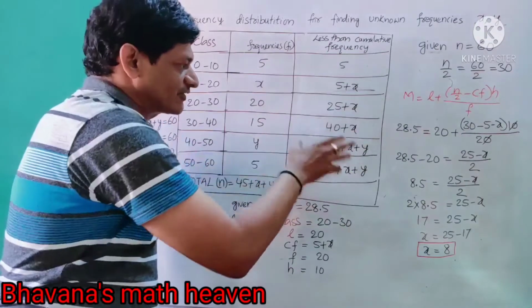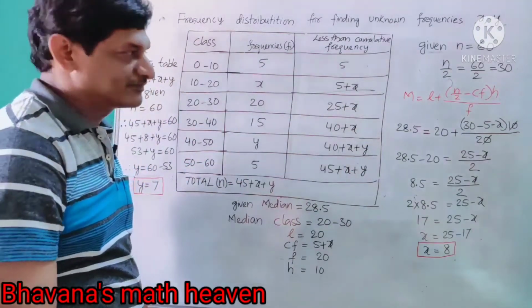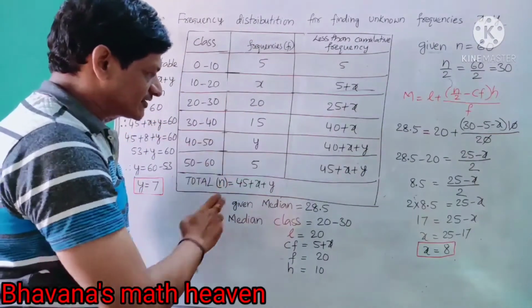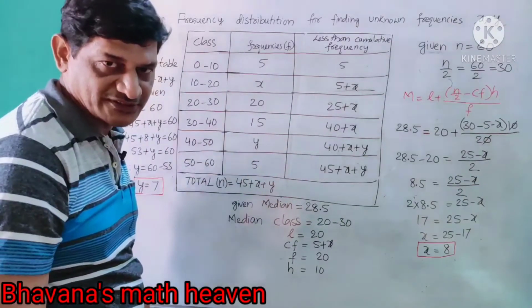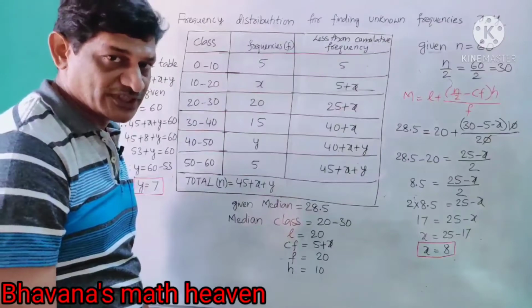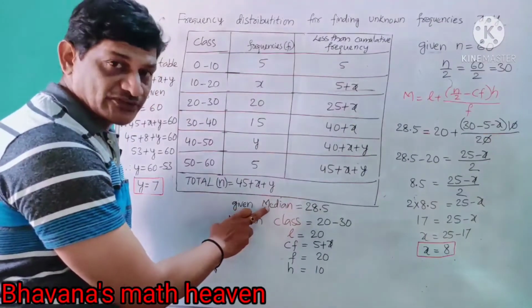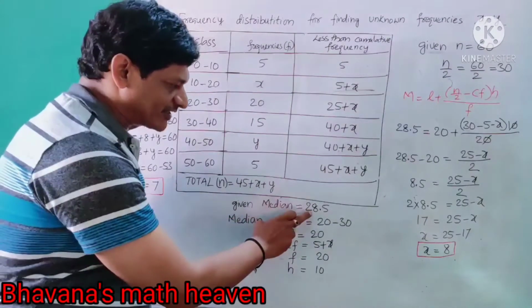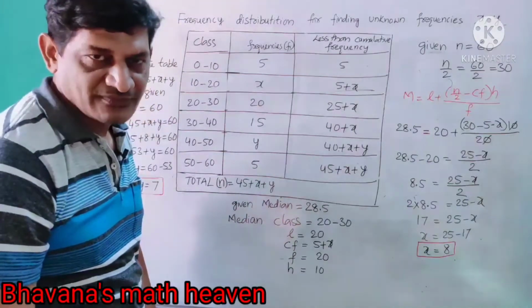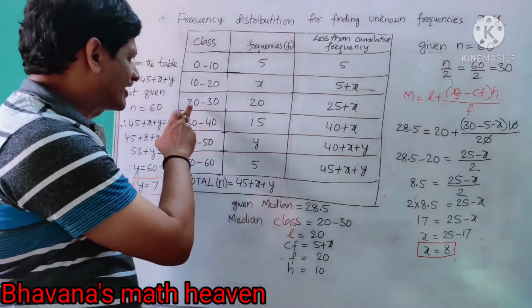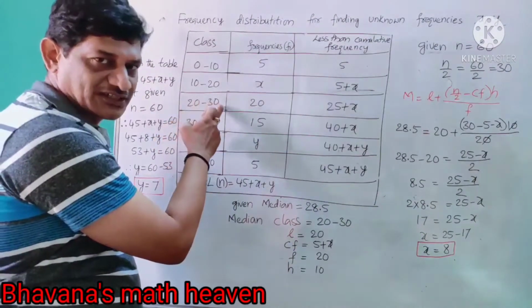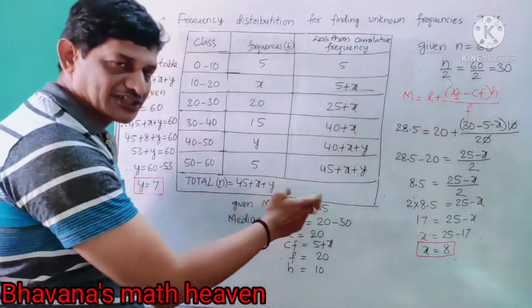So after completion of LCFs, now add all frequencies, you get the same value, that is 45 plus x plus y, adding all the frequencies. Now use the information that is given to you. Median of the data is given as 28.5. Generally median lies in the median class. So 28.5 lies in between 20 and 30. So median class is 20 to 30.